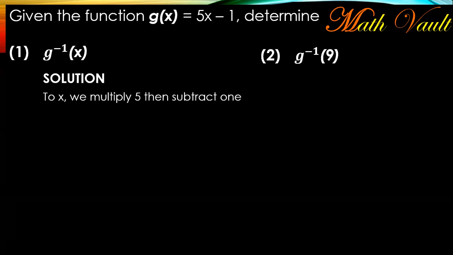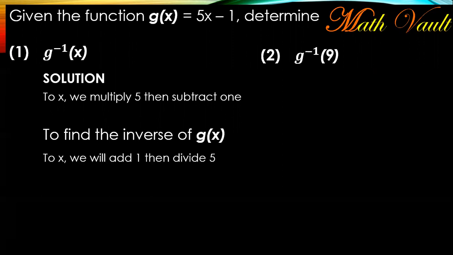To find the inverse of the function, we are simply going to reverse the order of operations. To x, we are multiplying by 5 and then subtracting 1. So let us reverse this and see what happens. To find the inverse of the function g of x, to x, instead of subtracting 1, we will be adding 1, and instead of multiplying by 5, we are going to divide by 5.